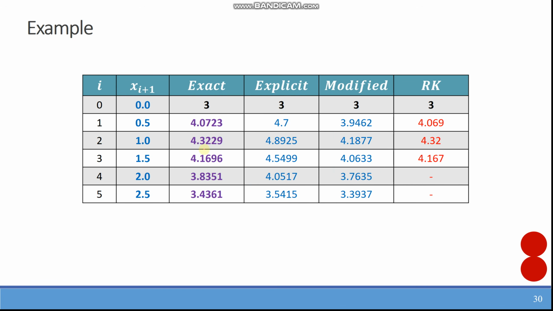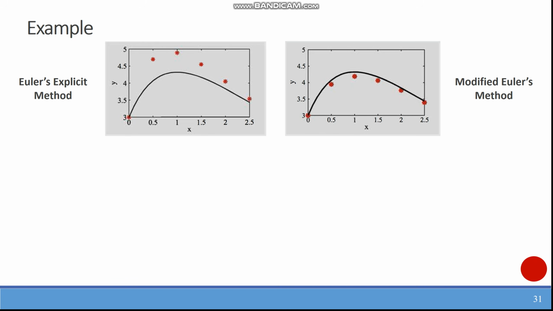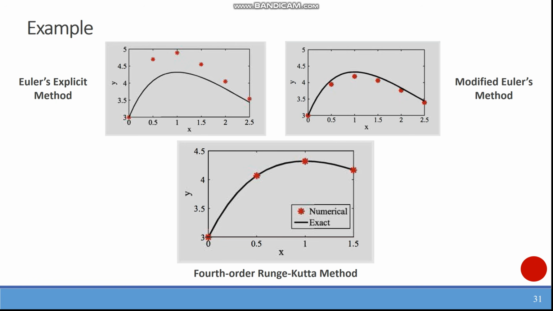So with the application of the fourth order Runge-Kutta method, it is closer to the correct answer. The accuracy is much better than the explicit and the modified Euler's method. So again, this is the graph showing Euler's explicit method and the graph showing the modified Euler's method or the predictor corrector method. And for the fourth order Runge-Kutta method, they are almost equal, virtually up to the second decimal place. The Runge-Kutta and the exact calculation are equal.